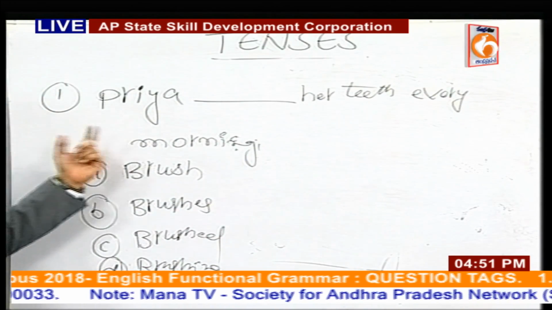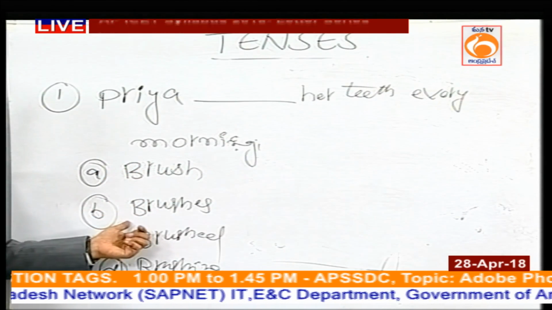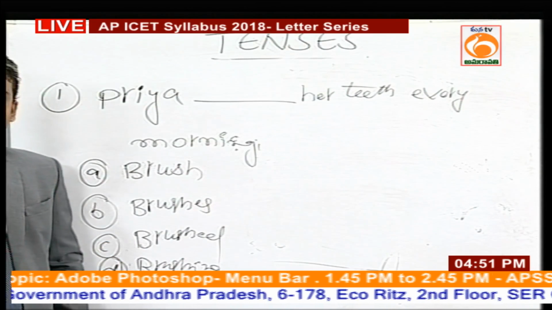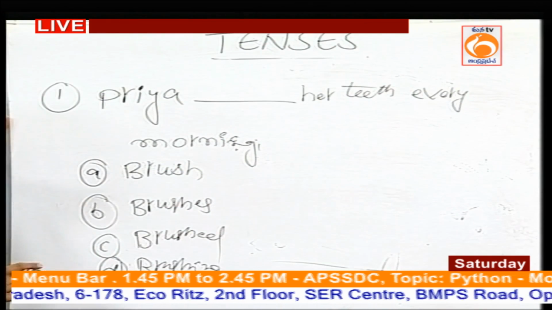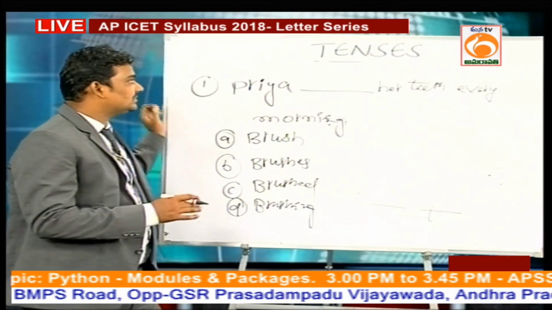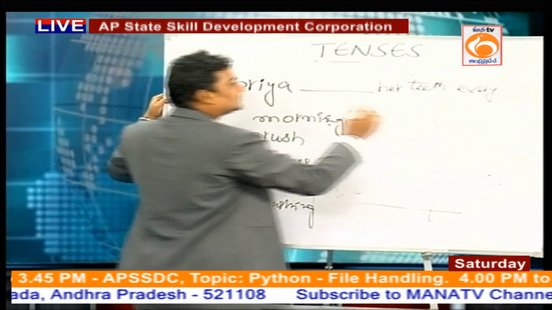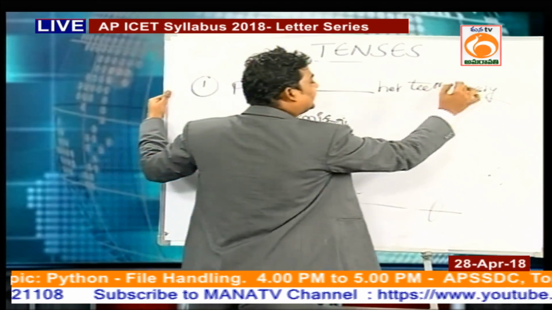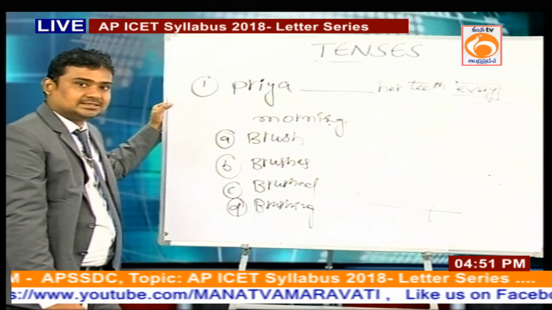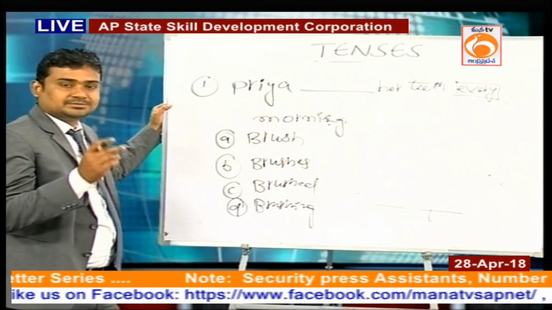So Priya does her teeth every morning. First option, brush. Second option, brushes. Third option, brushed. Last option, brushing. What is the perfect and suitable option for this statement? This type of questions we can expect from tenses in ICET functional grammar. The sentence has the word every, so it belongs to present tense. The present tense has how many subcategories? Four subcategories: simple, continuous, perfect and perfect continuous.